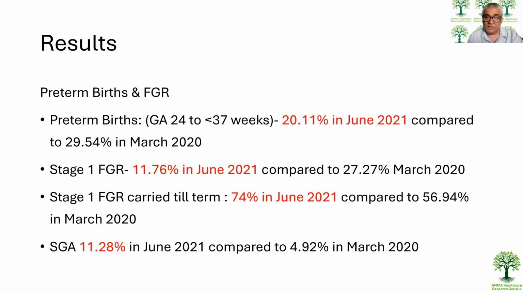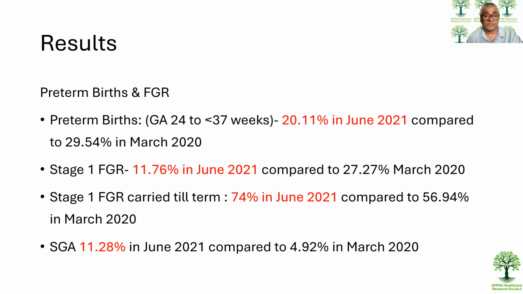Stage 1 FGR that was carried to term has improved to 74%, nearly three-fourths, in June 2021 as compared to 56.94% in March 2020. So you can see the big shift in stage 1 fetal growth restrictions being carried to term. You can see the big drop in stage 1 fetal growth restrictions, which is the most common category of fetal growth restriction.